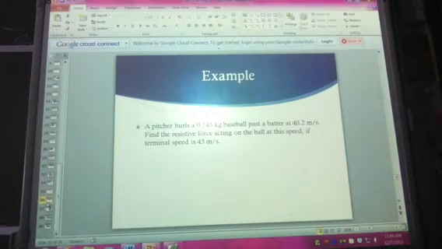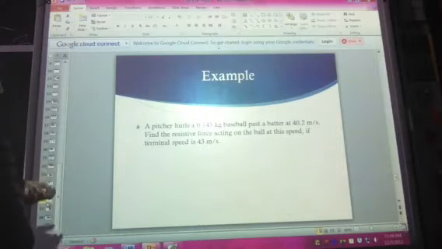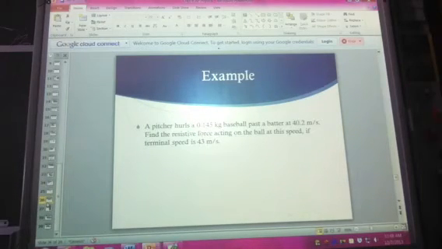So let's do an example of this one. This says a pitcher hurls a 0.145 kilogram baseball past a batter at 40.2 meters per second. We want to find the resistive force acting on the ball at this speed if terminal speed is 43 meters per second. So we want to find R. That's our goal. Let's find R.